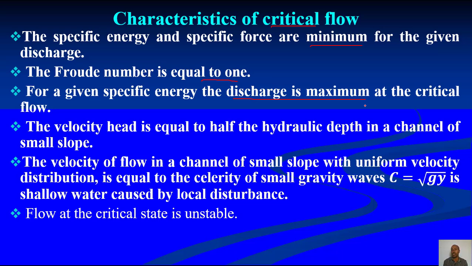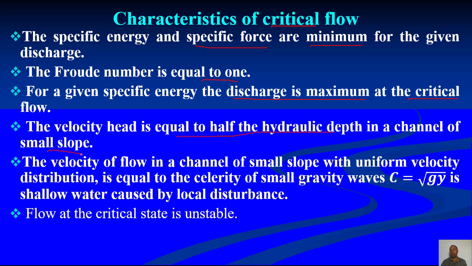So we can rearrange the equation dq by dy equal to 0, then differentiate, and finally arrive at the solution. So for a given specific energy, the discharge is maximum, but for a given discharge, the specific energy and the specific force are minimum, and the velocity head is equal to half of the hydraulic depth in a channel of small slope.